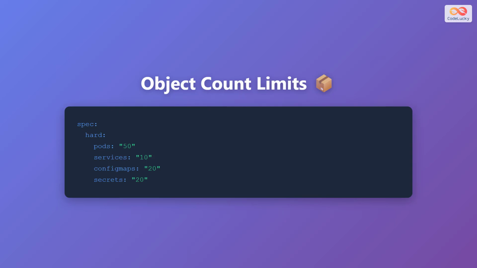You can also limit the number of Kubernetes objects in a namespace. For example, setting pods to 50 means a maximum of 50 pods can run in the namespace. Services can be limited to 10, restricting the number of service objects. ConfigMaps and secrets can each be limited to 20, controlling how many configuration and secret objects can be created.